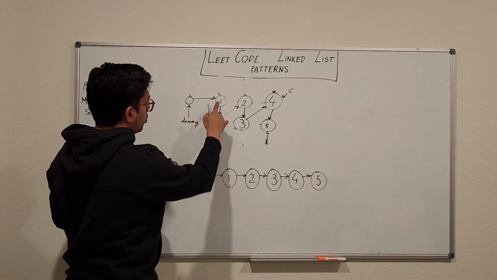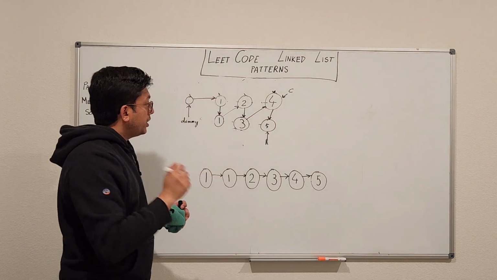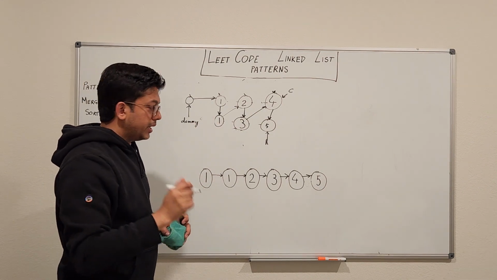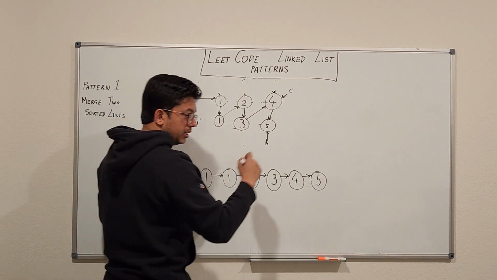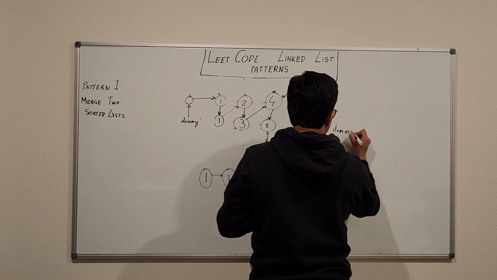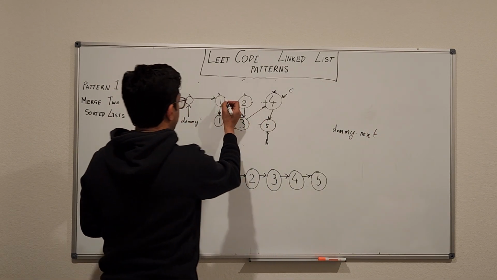So if you notice, you have 1, 1, 2, 3, 4, 5. Now you might notice there is this extra pointer here from the dummy, right? Which is okay, because what I'm going to return in the code is dummy dot next, which is this guy.